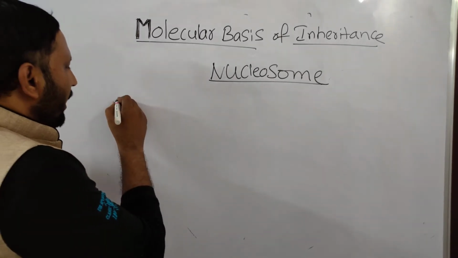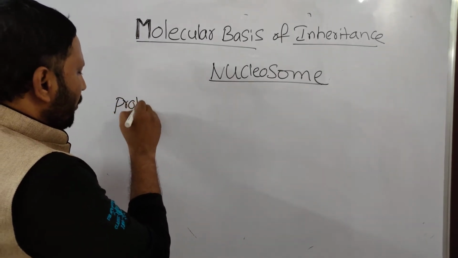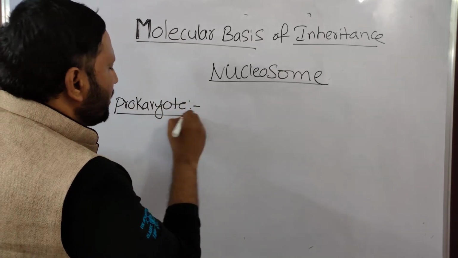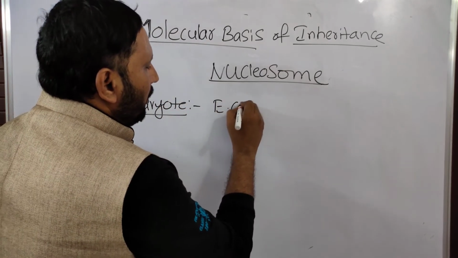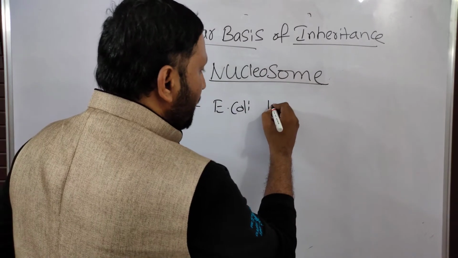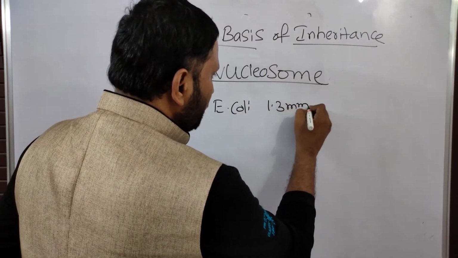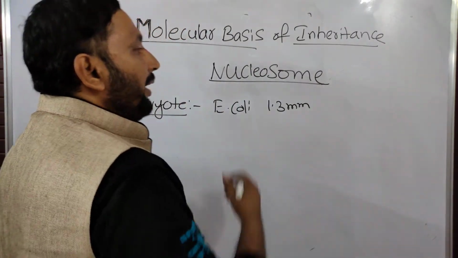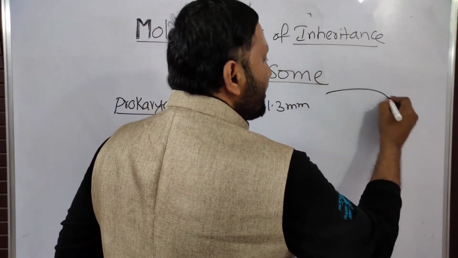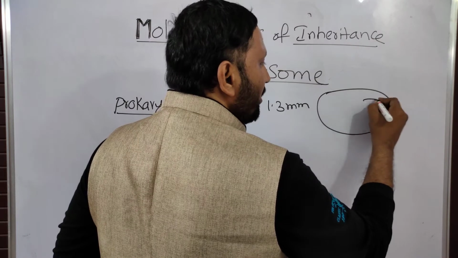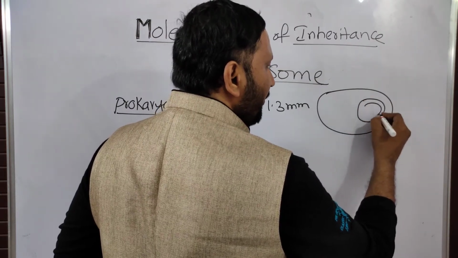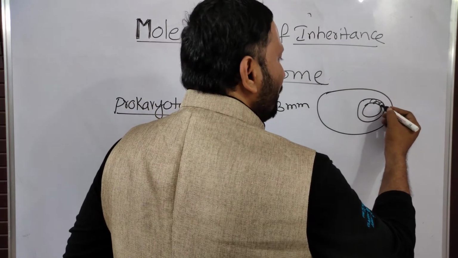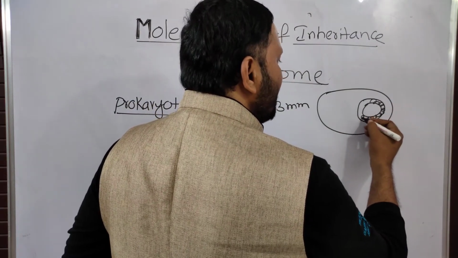I am taking the prokaryotic cell, like prokaryote. For example, you take Escherichia coli. There, the length of the DNA is about 1.3 mm. So, the length is large. That DNA is present inside the cell as double stranded circular DNA. That DNA is totally packed inside the cell.